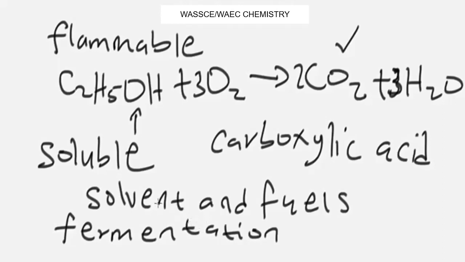What is this fermentation? Fermentation basically uses an enzyme in yeast to convert sugars into ethanol. Alright, so fermentation uses an enzyme in yeast to convert sugars into ethanol. Okay, so that's basically what we have to know about alcohols under organic chemistry.